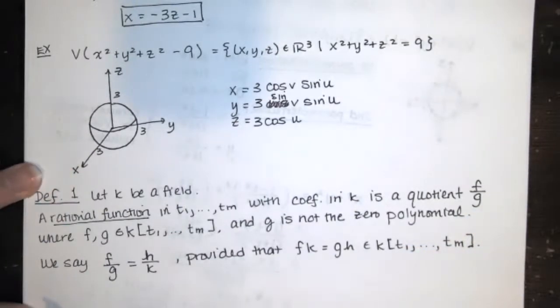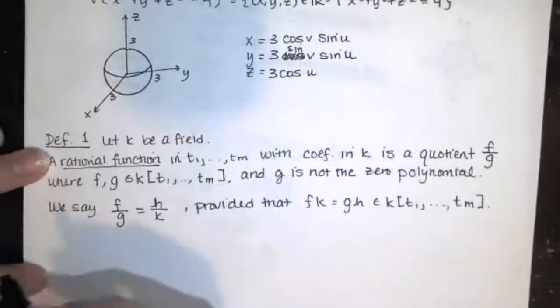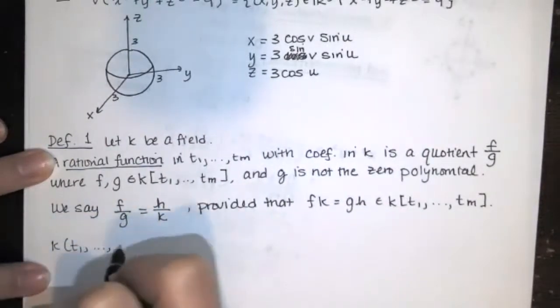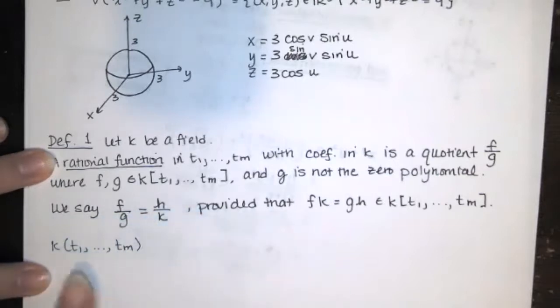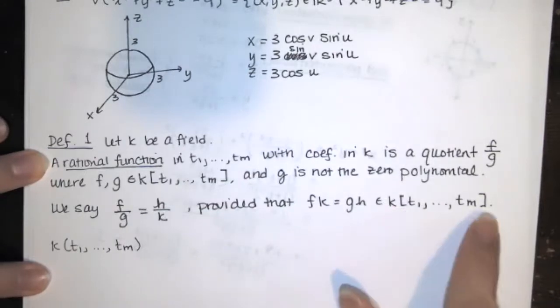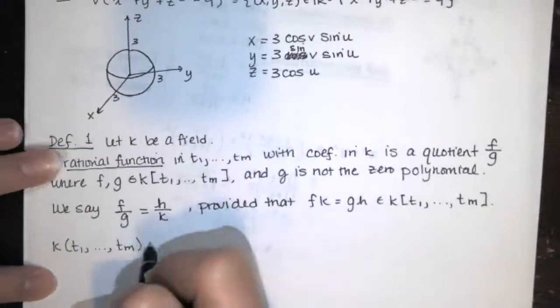And then finally, we need notation for the set of all rational functions in t sub 1 through t sub m with coefficients in k, and that's represented this way. Now I know this looks very similar to the notation that we're using for the polynomial ring over here. But notice that with the polynomial ring, we're using brackets. With the set of rational functions, we're using parentheses here.